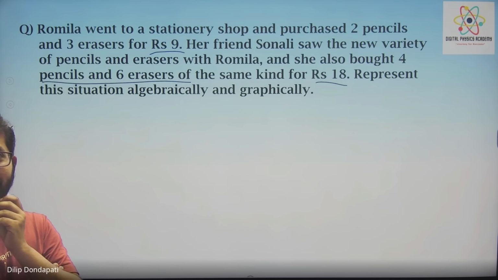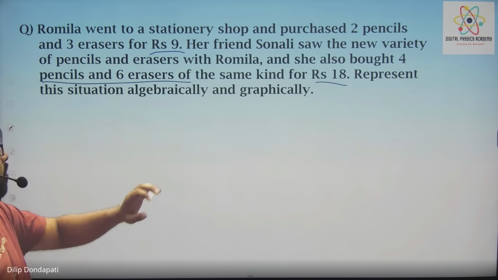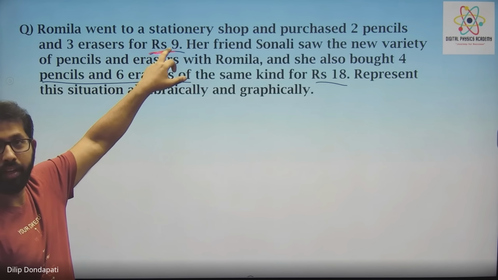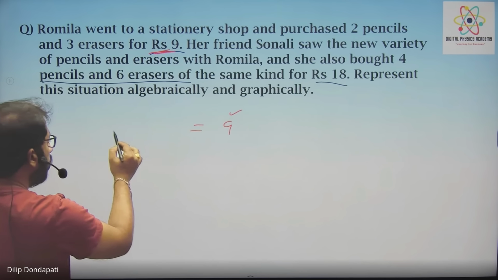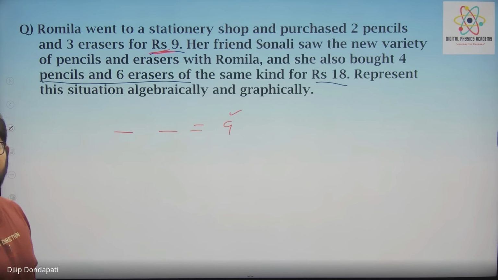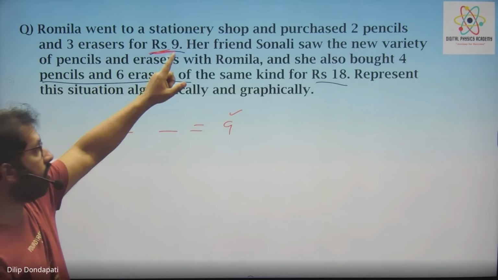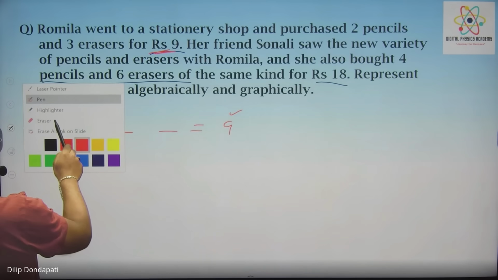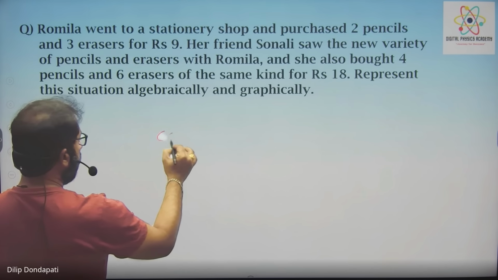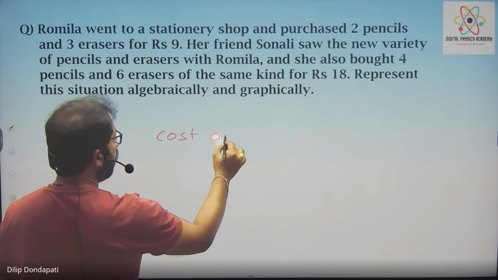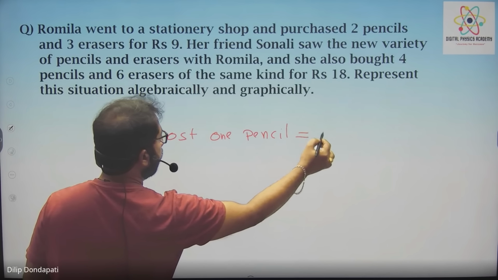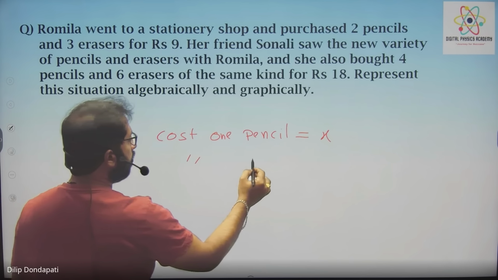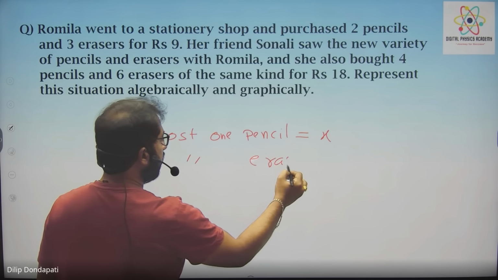Why are we taking cost? Because here rupees is given, right? Finally, when you're forming the equation that is equal to 9 rupees, isn't it? Since it's rupees, this should also be rupees, this also should be rupees. That's why I'm taking cost. Let the cost of one pencil be x, and similarly, the cost of one eraser be y.